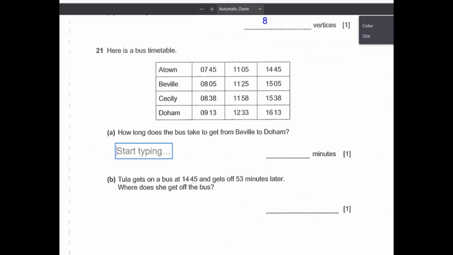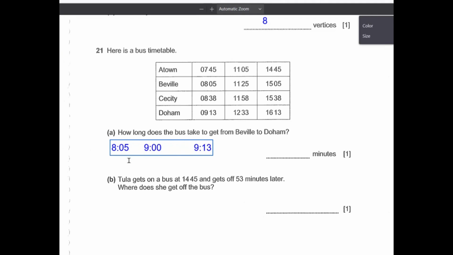Page 5, 2015 paper 2. If we take this one, we could say 9:13, or you start, for example, from 8:05 to 9:13. That is 68 minutes. If you would like to do it better, you can go from 8:05 to 9:00, that's 55 minutes, and then from 9:00 to 9:13.